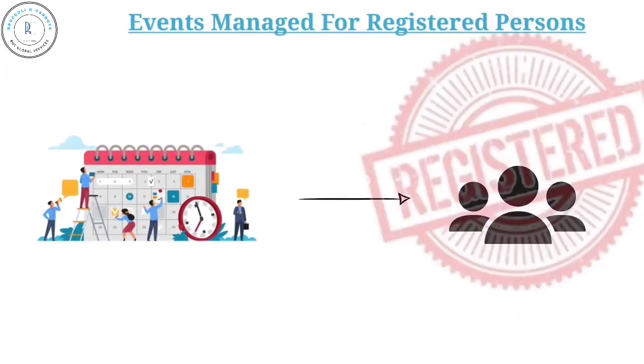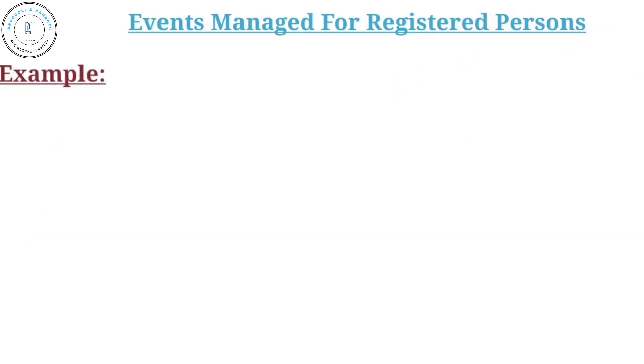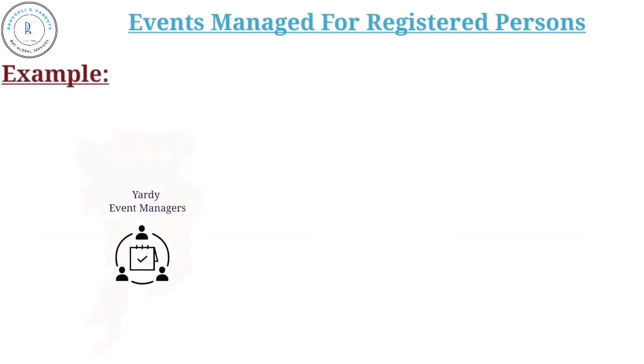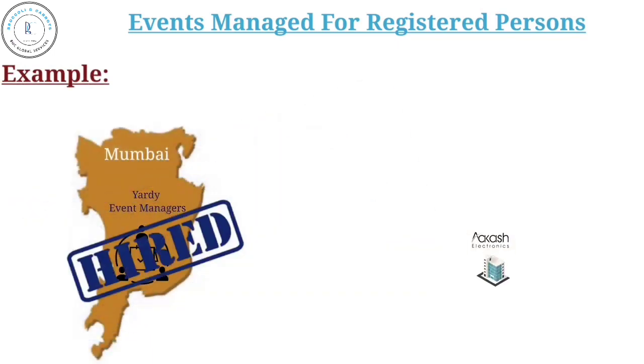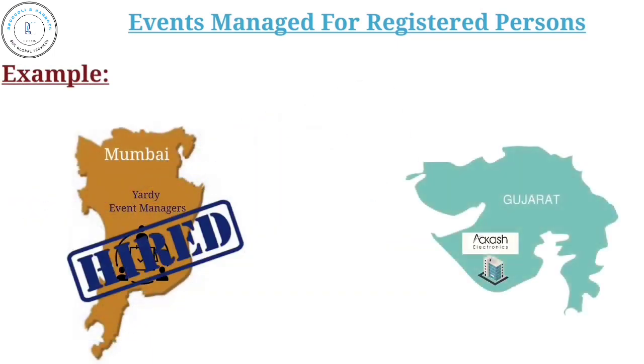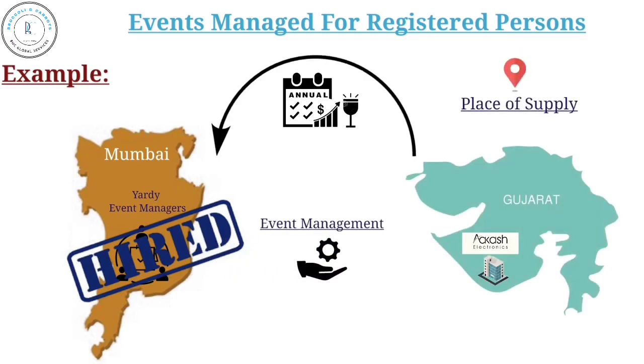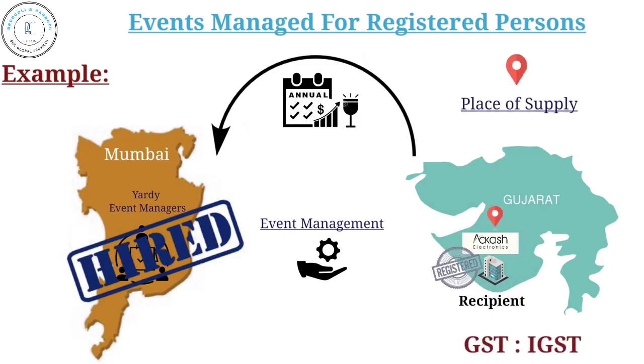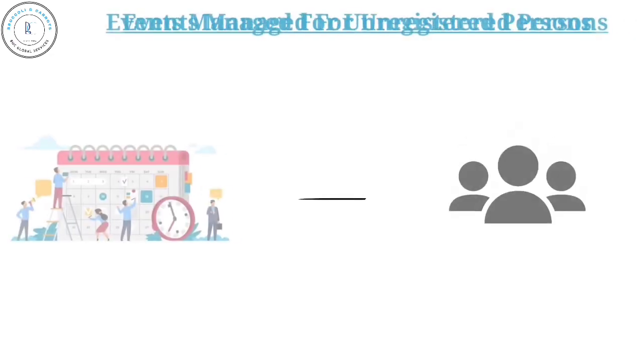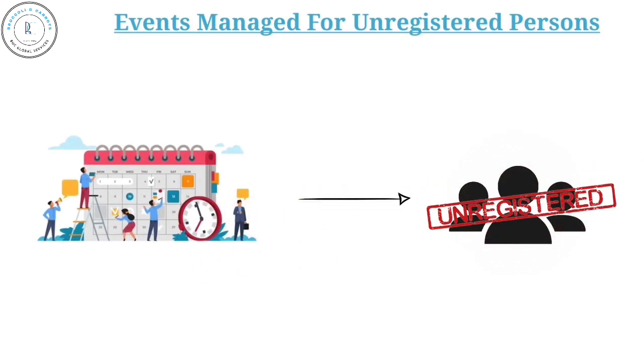Events managed for registered persons. Example, Yardi Event Managers, Mumbai, is hired by Akash Electronics, Gujarat, to organize their annual sales event in Mumbai. Supply of service: event management. Place of supply: Gujarat, since the recipient is a registered person, the location of the recipient is the place of supply. GST: IGST.